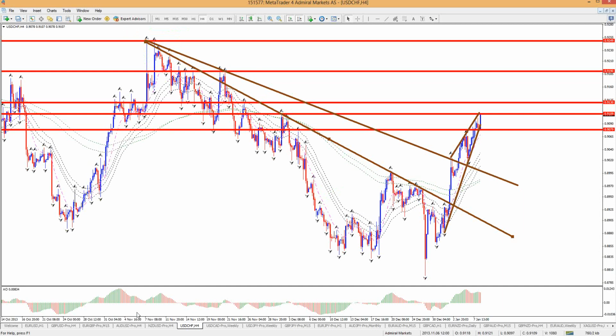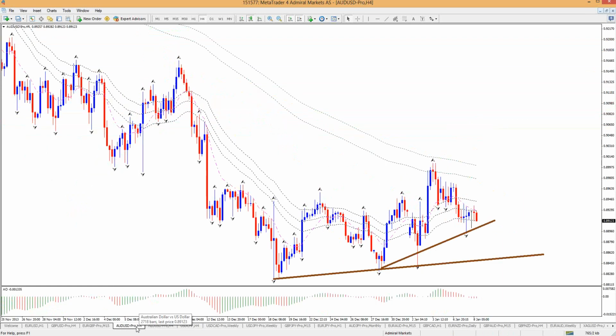So that's a bit about trend lines. Let's take a look at the Aussie. Veshna is talking about monthly chart. Let me take a look quickly.